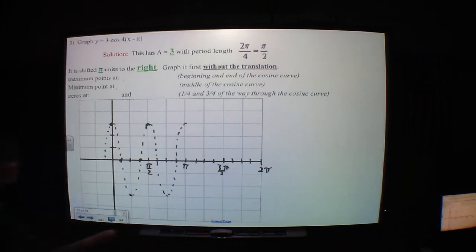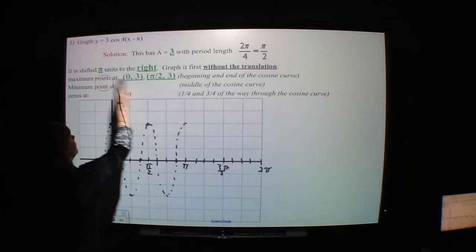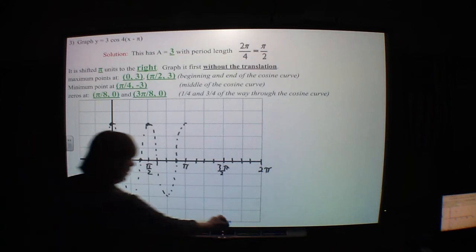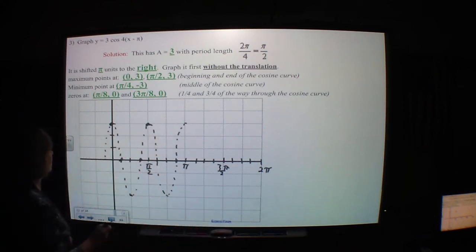But I'm going to move it now. So there's my points that I graphed for you out here. And let me label the points.